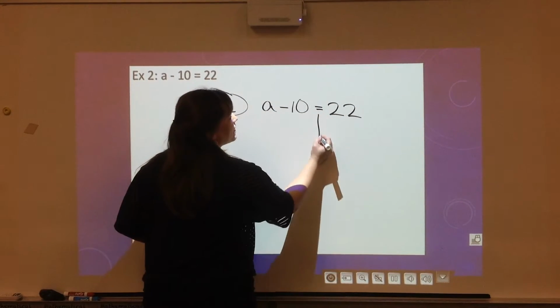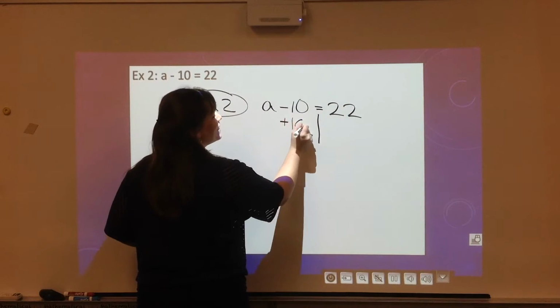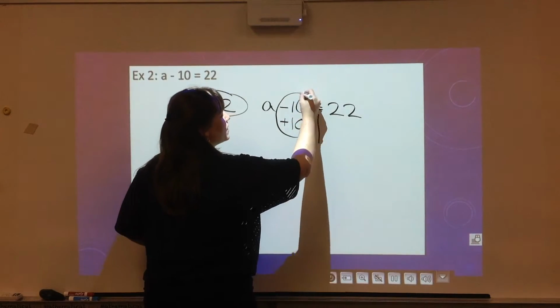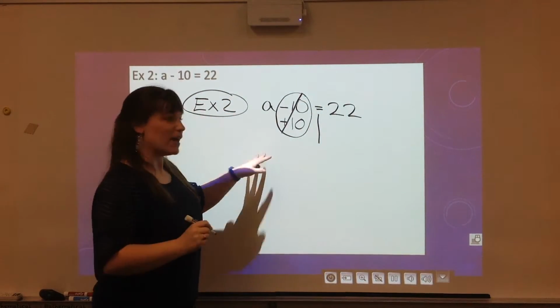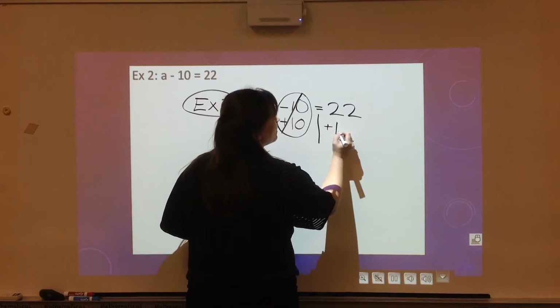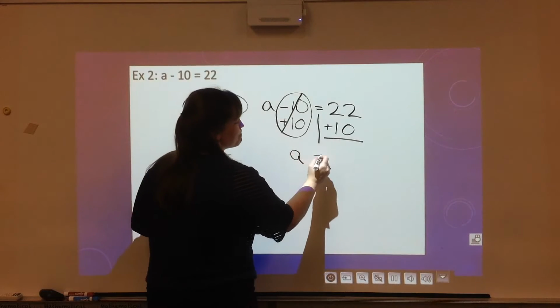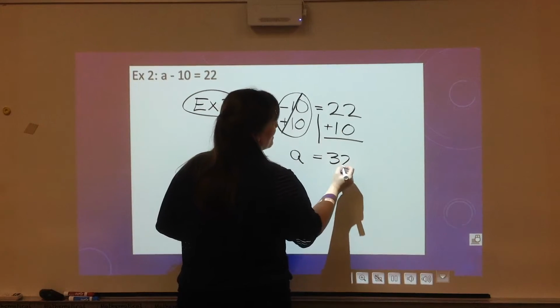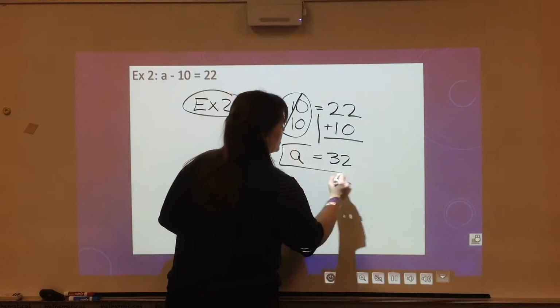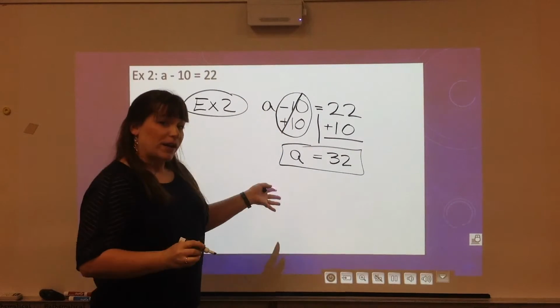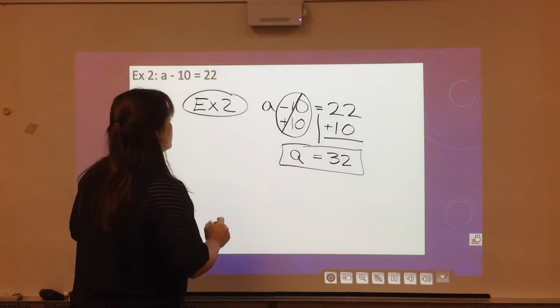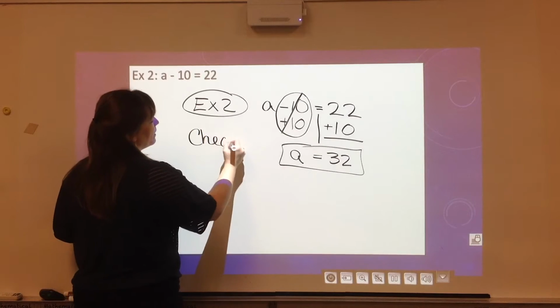In order to do that, I'm going to add 10, thus getting rid of it on the left, but I have to do the same thing on the right. I'm left with an A, and when I add, I have 32. So A equals 32 is our answer for example 2, and now let's do a check.